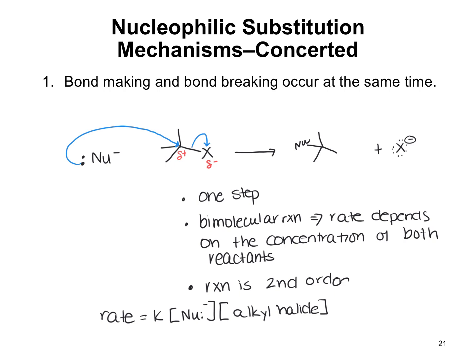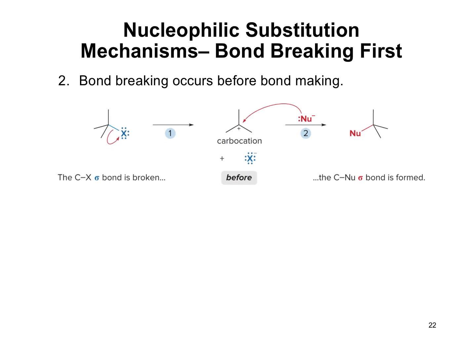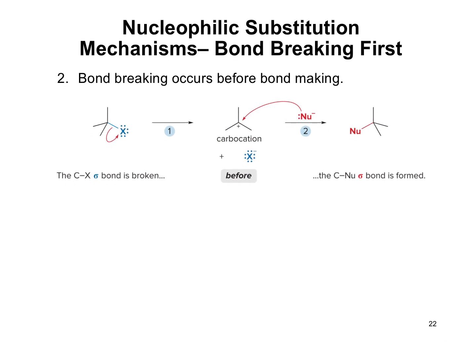Now, if the bond breaking occurs before the bond making, then we end up with a two-step reaction. So let's look at this mechanism. So what we see here is that this bond is broken first, then a carbocation forms, and the nucleophile comes in and attacks that carbocation. We've got a negative and positive, okay? And so then the carbon nucleophile sigma bond is formed. This mechanism is a two-step mechanism, okay? And the carbocation is formed as an intermediate.